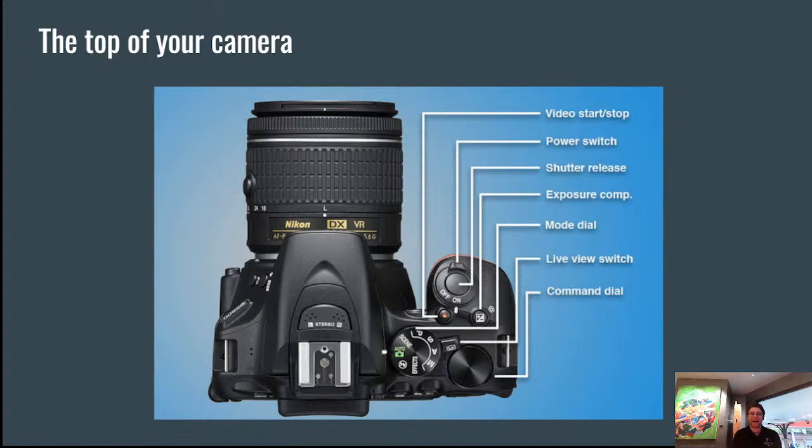Underneath that, you've got the command dial. Now, the command dial is a really great feature. Depending on the priority you're in, whether that's shutter or aperture priority or manual, the command dial will turn certain numbers for you. So it can raise and lower your shutter, your aperture, your ISO. It depends on what setting you're on and what you're clicking on. But that's what's going to give you your ability to change.